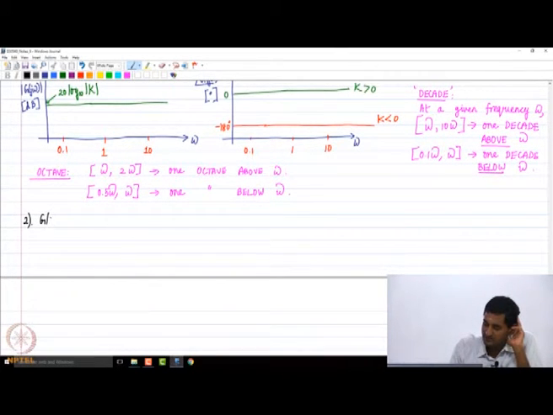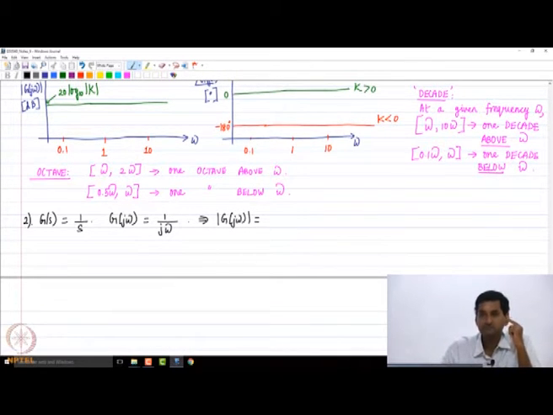Now let's plot the Bode diagram for 1 by s. So what's going to be the Bode diagram for 1 by s? G of j omega is going to be 1 by j omega, right? So this implies that the magnitude of G of j omega is going to be, as we discussed yesterday, if you have a complex function that is a ratio of individual factors, the magnitude is just the ratio of the individual magnitudes. So here it's going to be 1 divided by the magnitude of j omega.